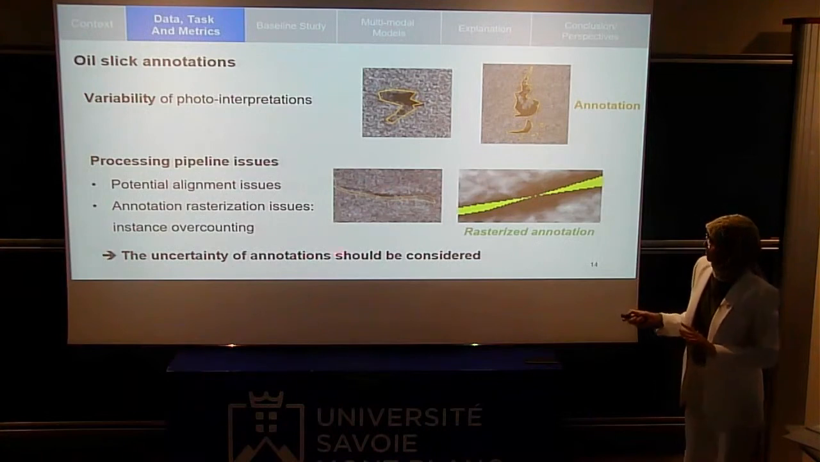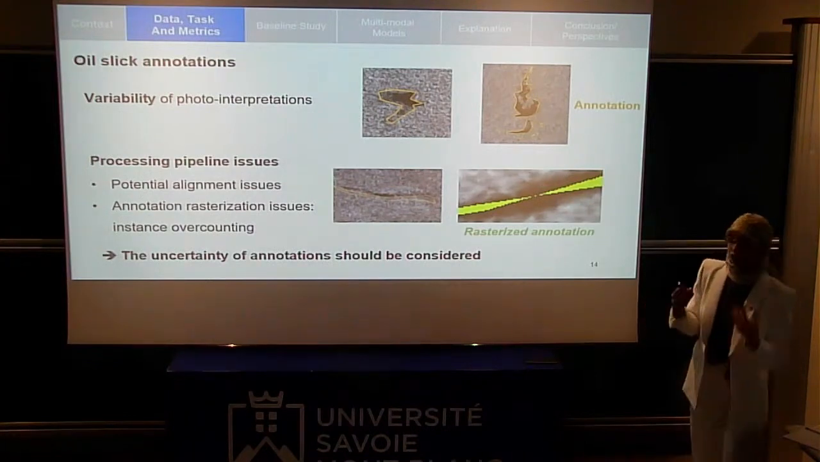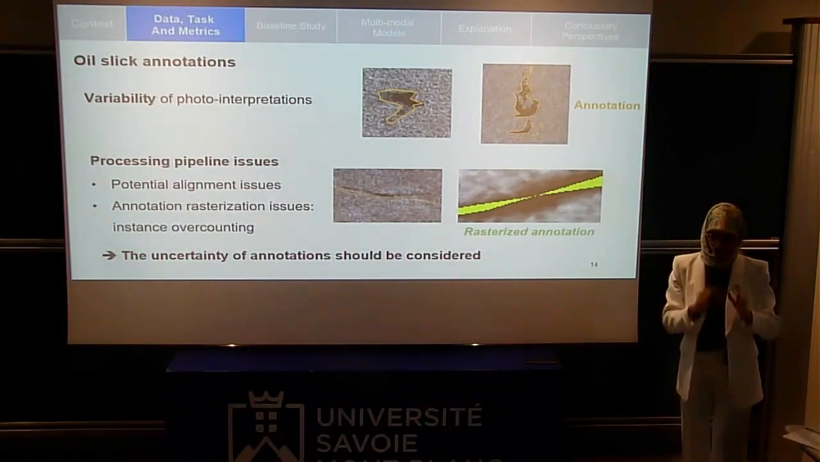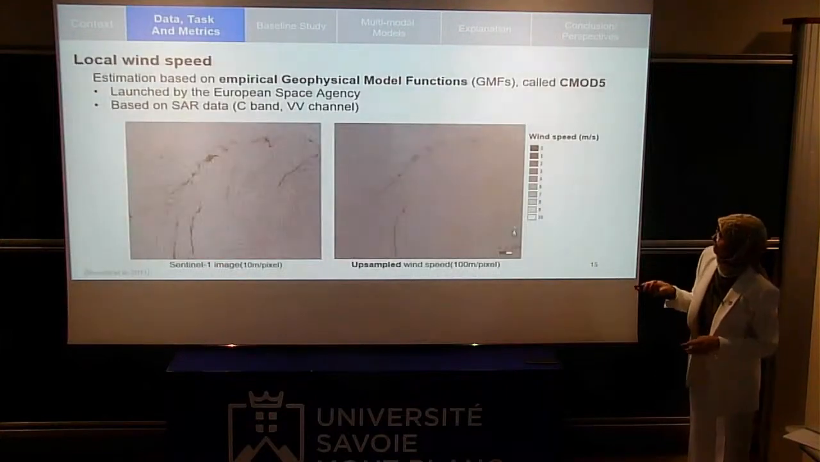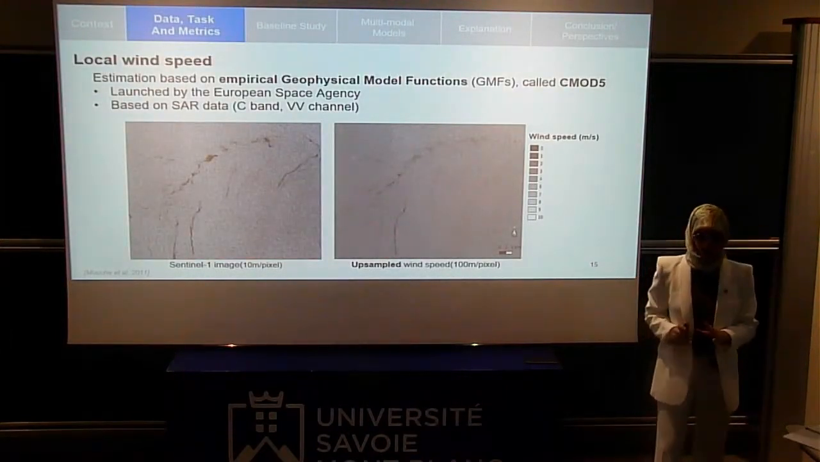So all these issues need to be taken into consideration in the processing. The uncertainty of the annotation should be considered in the whole process, the training and also the validation. Let's go to the third main data, which is wind speed.